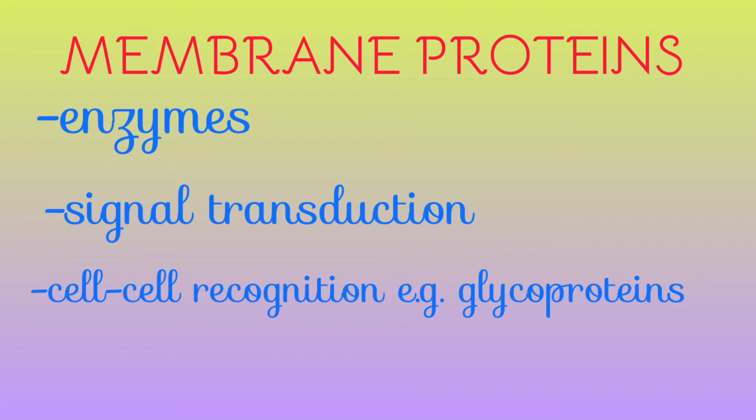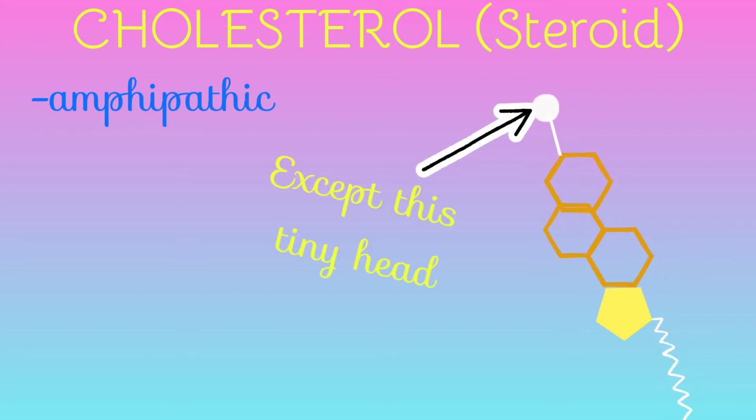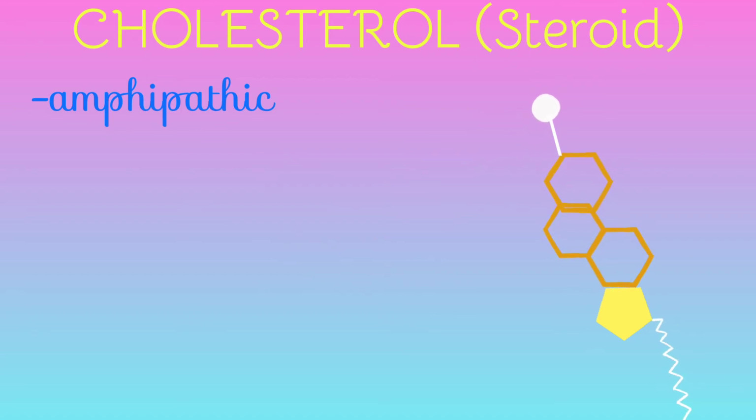Another type of lipid that is essential in a cell membrane is cholesterol. Cholesterol is also amphipathic, like phospholipids, but it is mostly hydrophobic also, and so it is found in the hydrophobic tail region. Just its head, the tiny hydrophilic part, interacts with the head of the phospholipids also because it's hydrophilic.